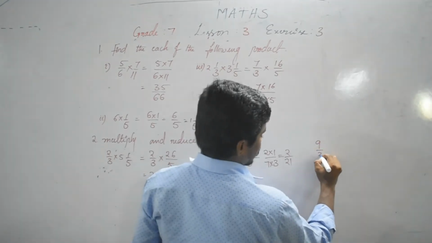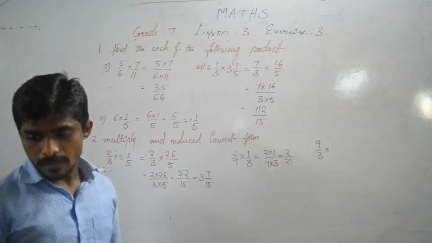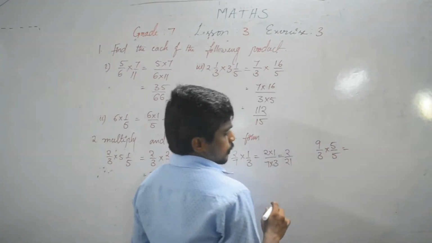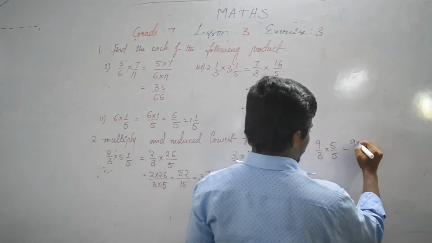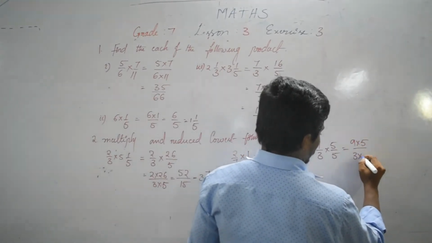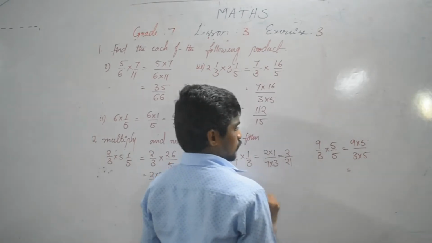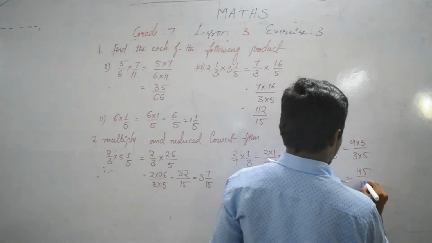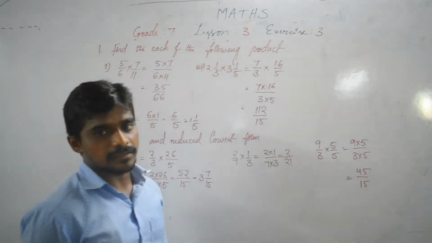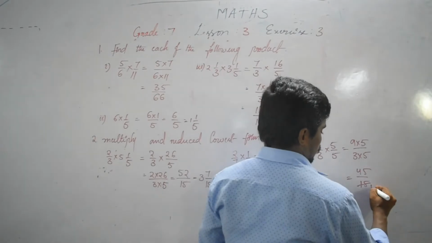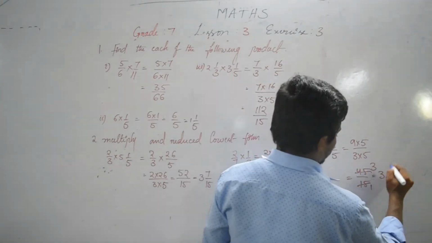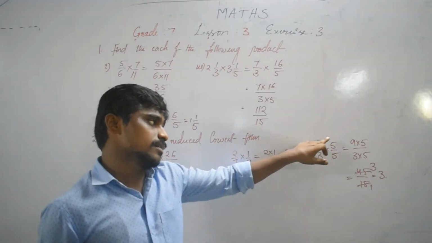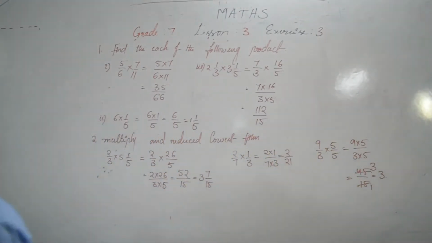So 9 by 3 cross out 5 by 5. Easy. So 9 by 5 cross 3 by 5. 9 5s are 45, 3 5s are 15. These both are which table? 15 1s are 15, 15 3s are 45. So 3. Here only cancel. 5 5 cancel. 3 1s are 3, 3 3s are 9. Direct 3.